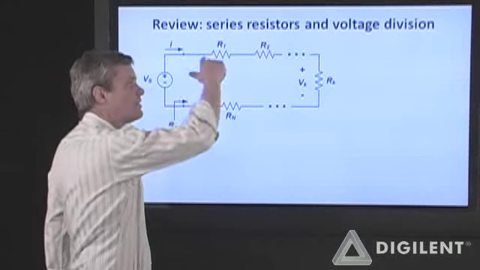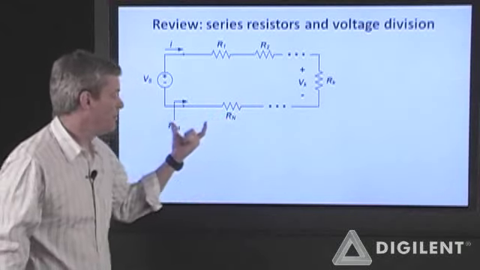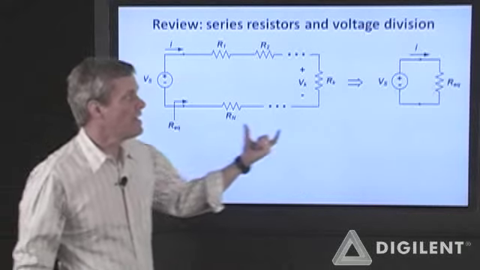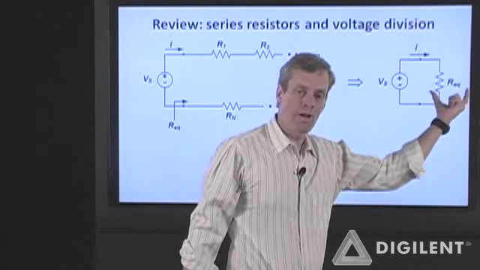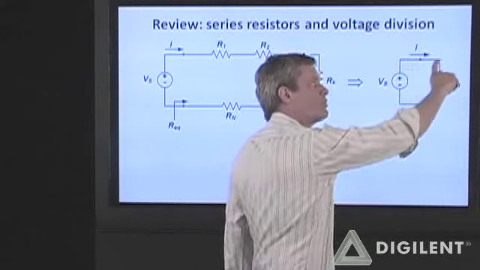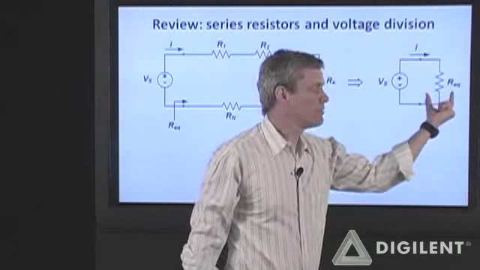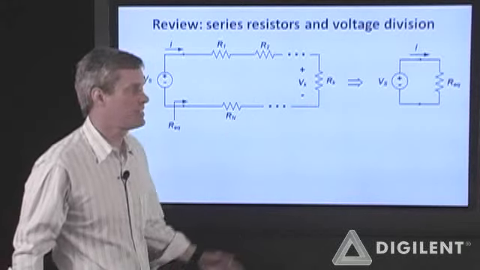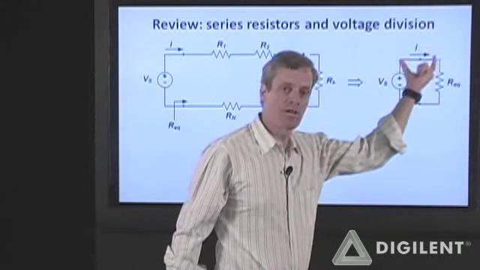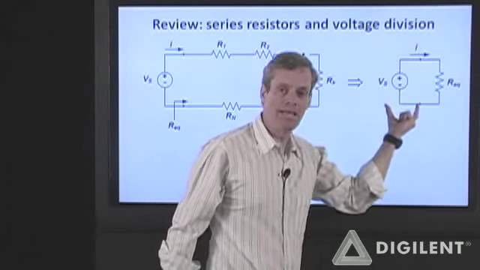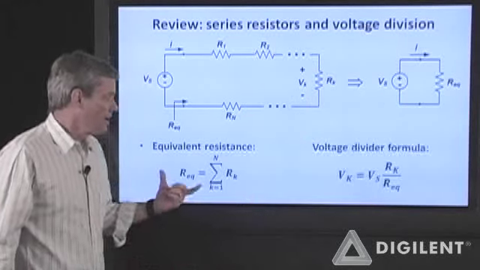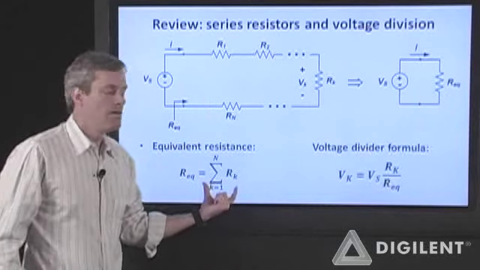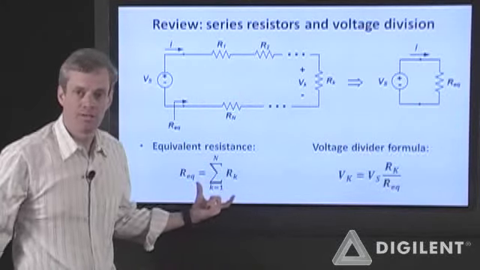It turns out that I can replace this series combination with a single equivalent resistance Req. If I choose this Req correctly, the voltage source will not be able to tell the difference between this single equivalent resistance and this series combination of resistances. It will deliver the same current. Its power delivery will be identical. The equivalent resistance that we use here is simply the sum of the individual resistances in this series combination.